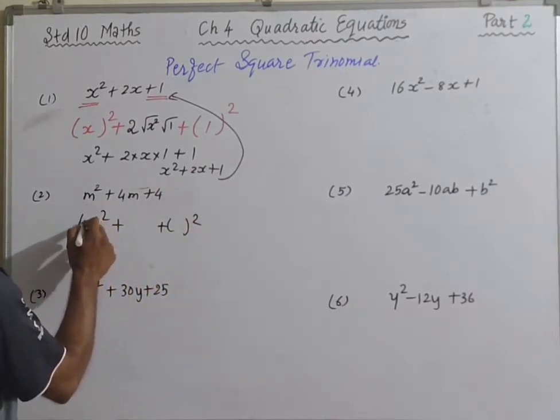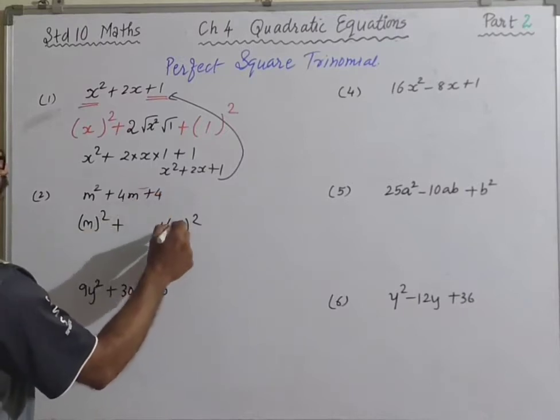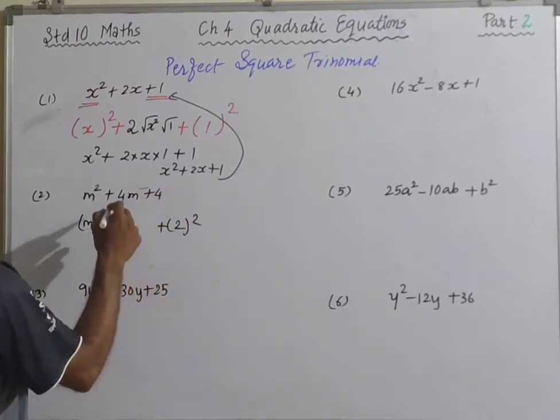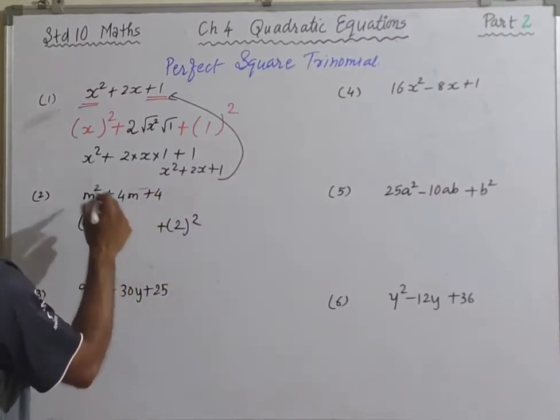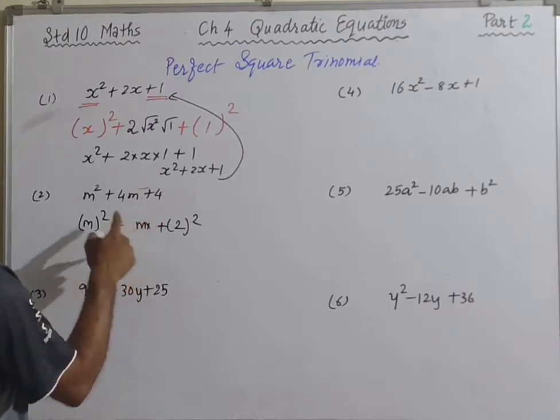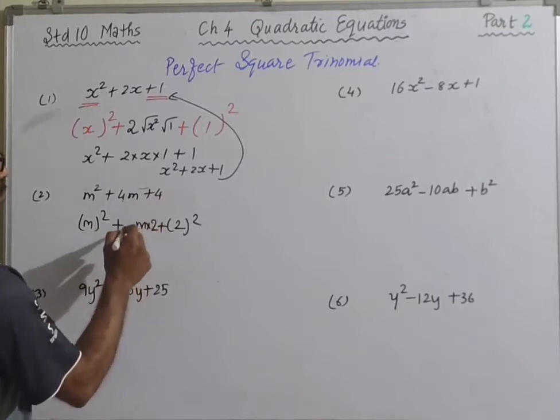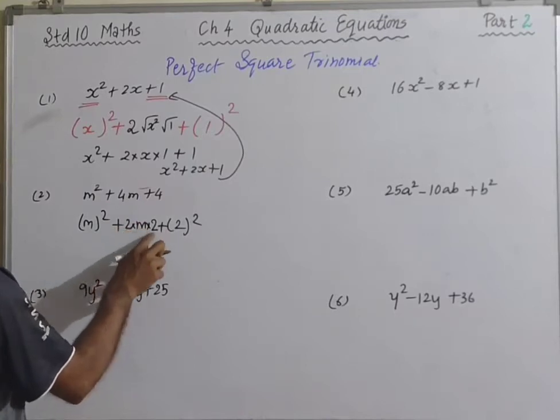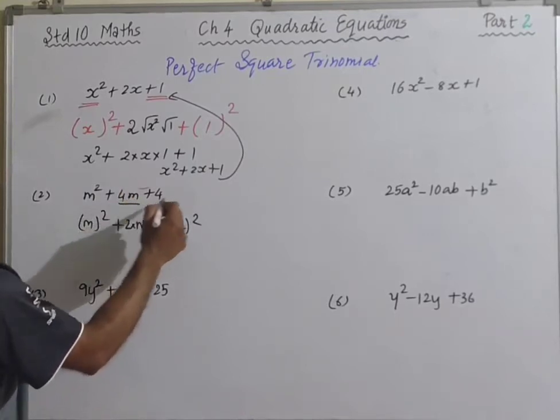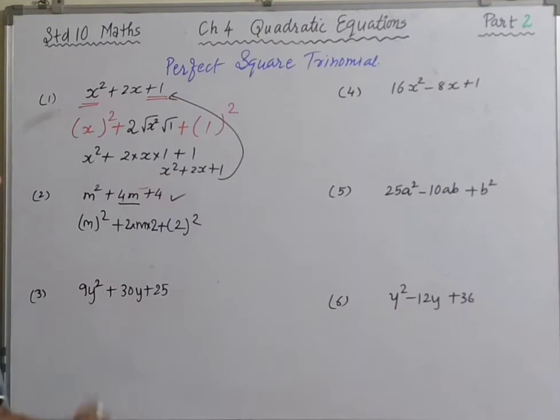Okay, what is square root of that? m. What is square root of this? 2 and 2. Okay, what is square root of m square? m. I'm writing directly. And what is square root of 4? 2. और उसको डबल कर दो, 2 twos are 4m. Yes, it is satisfied, middle term is satisfied, so this is also perfect square trinomial.